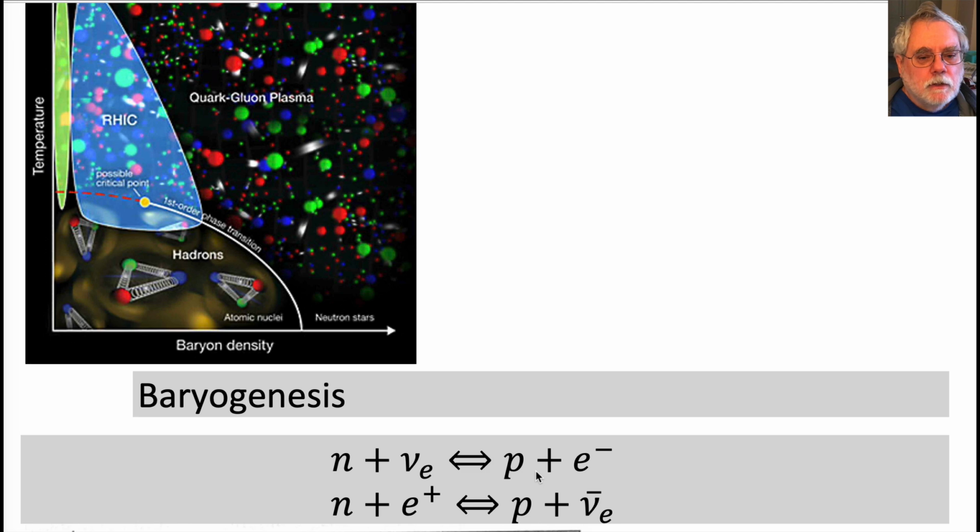This formula shows reactions that can go from the left to the right or the right to the left. N is neutron, P is proton, E minus is electron, E plus is positron. This nu is an electron neutrino, and this is an electron antineutrino.